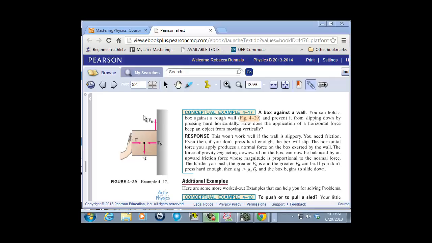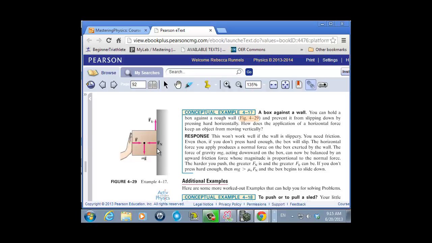Okay, so let's look at some conceptual examples here. First, we have a box against a wall. So we know from experience that if we want to hold something against a wall, it's a mystery box. Oh, but I'm not in my draw program, so even though I can draw, it's not going to show up. It's a mystery box. We don't know what's in it. It has mass m and some unknown m. We know if we push on it hard enough that it's not going to slide down.